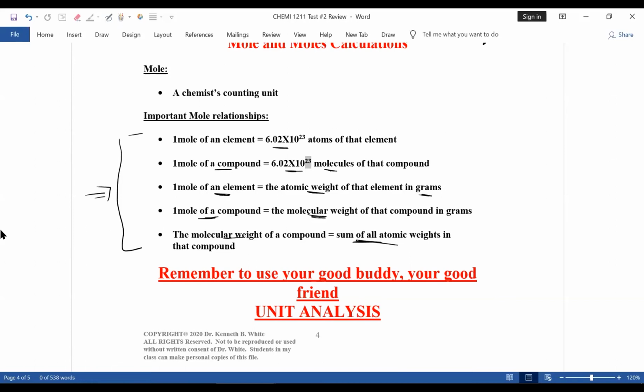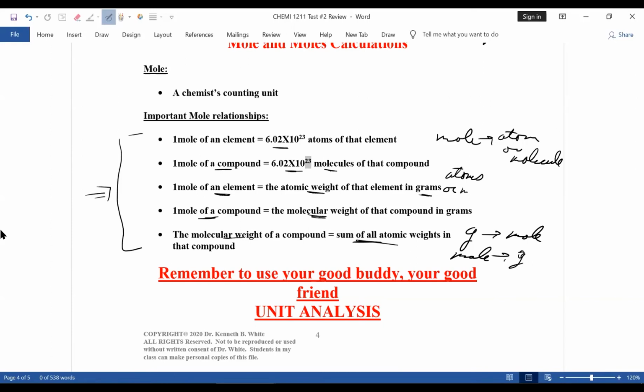Now, we did a number of problems, such as going from grams to moles, or moles to grams. You should know how to do that. I did these. You should know how to go from mole to atom or molecule, or to reverse, atoms or molecules to moles. And how do we do that?